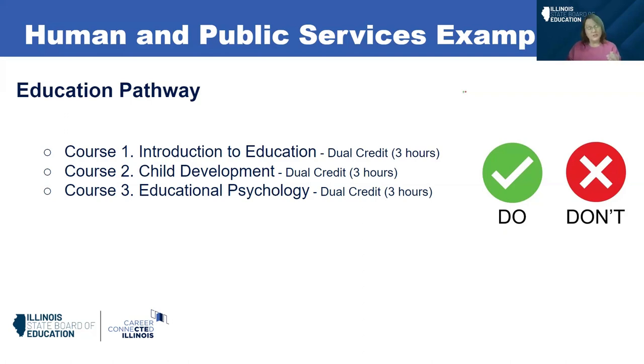A student could take intro to education and child development. They meet the criteria for the course sequence of the endorsement. They could do intro to education and educational psychology. That also meets the criteria. Obviously, they have to pass it and all those things, but it meets the criteria of what is expected within the course sequence. Or they could take all three. So it's the determination of the district to decide and to verify that they've met that.